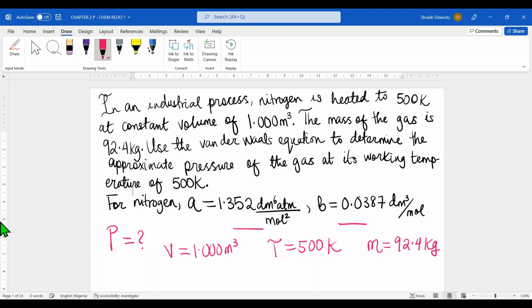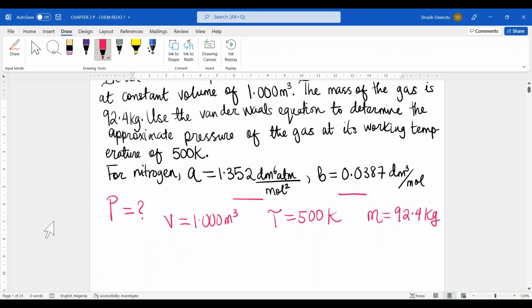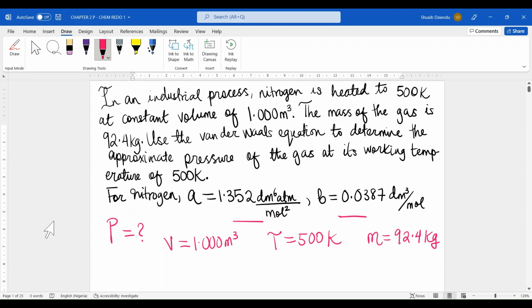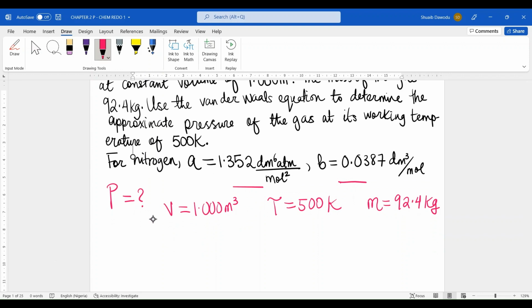Now we've written down all of the information that we've been given, but there's an issue. We have to first realize that we're dealing with a van der Waals equation question. So we write out the van der Waals equation of state, which is pressure equal to RT divided by the molar volume minus B, minus the van der Waals parameter A divided by the molar volume squared.